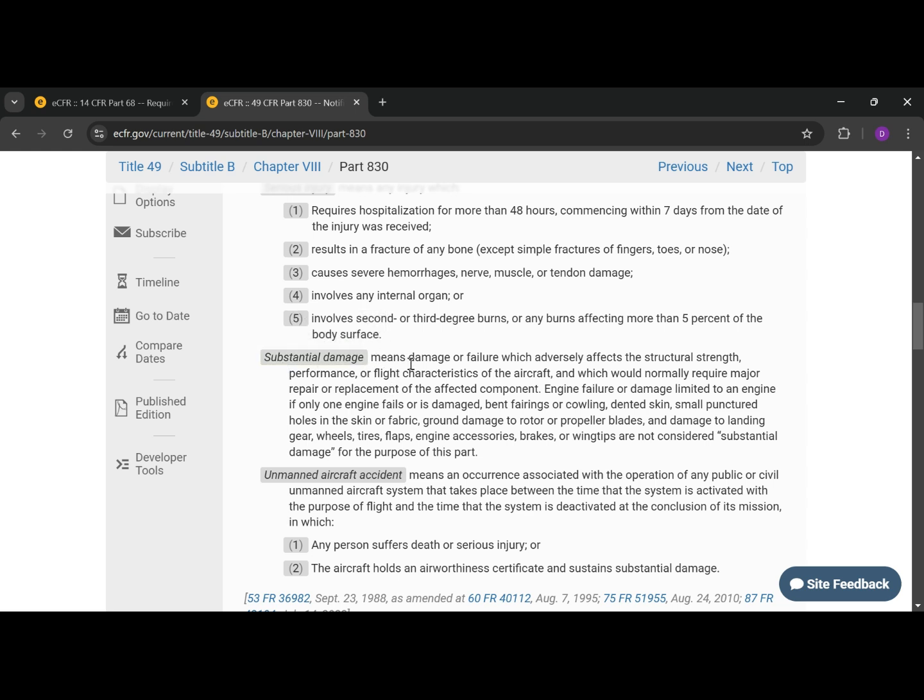Substantial damage means damage or failure which adversely affects the structural strength, performance, or flight characteristics of the aircraft, and which normally require major repair or replacement of the affected component. Engine failure or damage limited to an engine if only one engine fails or is damaged, bent fairings or cowling, dented skin, small punctured holes in the skin or fabric, ground damage to rotor or propeller blades, and damage to landing gear, wheels, tires, flaps, engine accessories, brakes, or wingtips are not considered substantial damage for the purpose of this part.